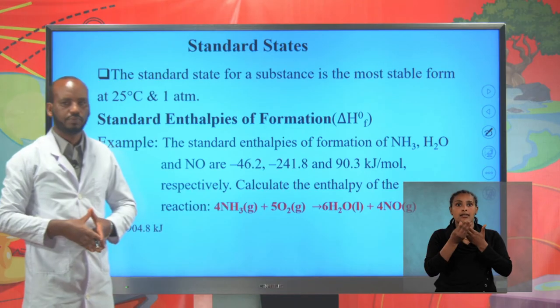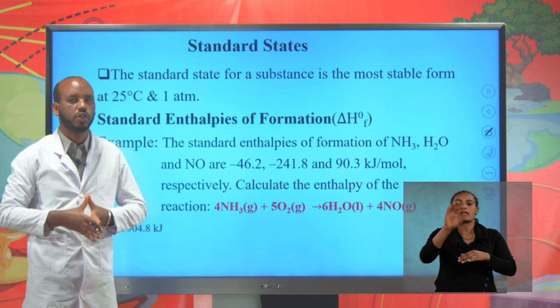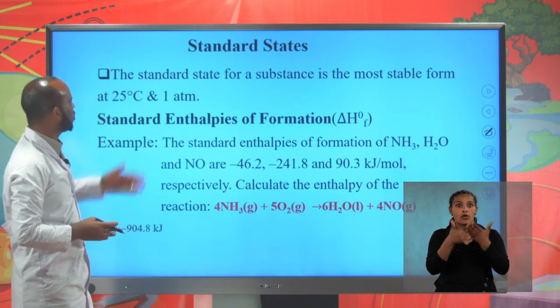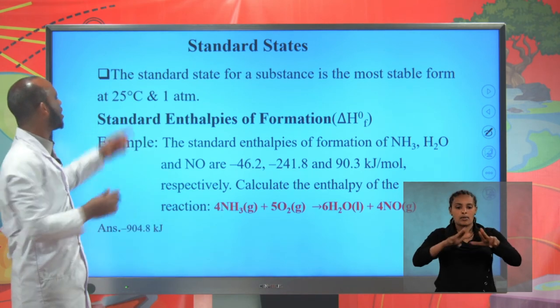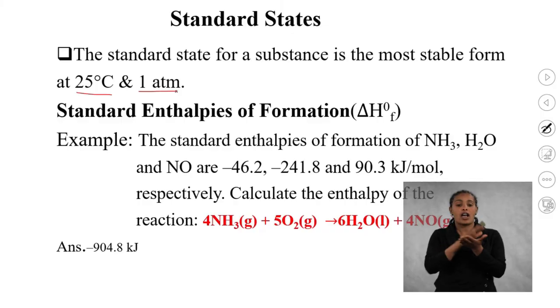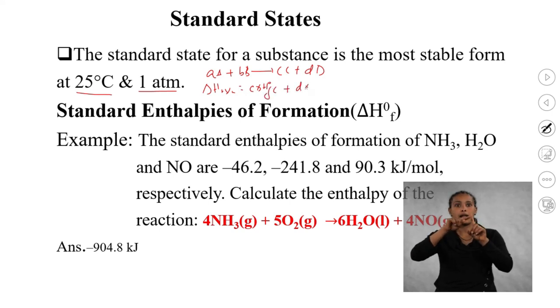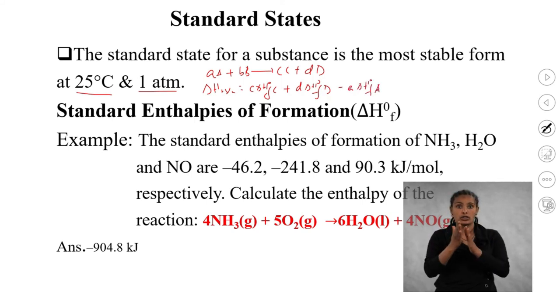Standard states. We know that most substances are found to be stable at a temperature of 25 degrees centigrade and a pressure of 1 atmosphere. Therefore, the standard state for a substance is the most stable form at 25 degrees centigrade and 1 atmosphere. For reactions of the type aA plus bB to form cC plus dD, the enthalpy change, delta H of the reaction, equals c times delta H naught formation of C plus d times delta H naught formation of D minus a times delta H naught formation of A minus b times delta H naught formation of B.